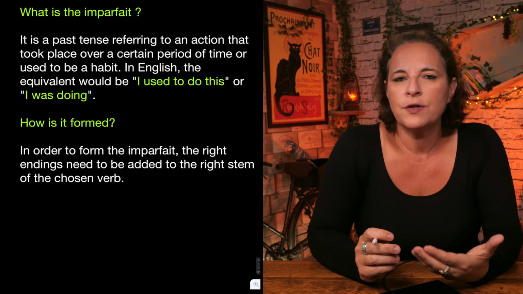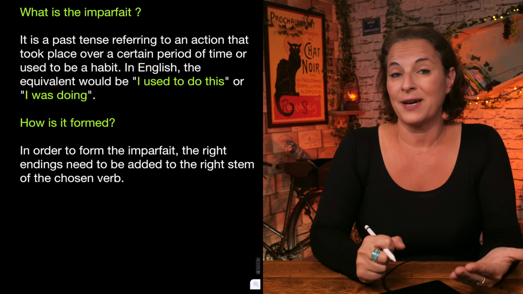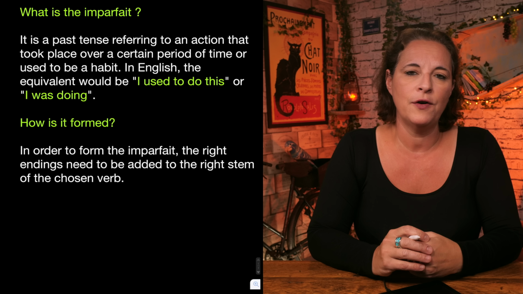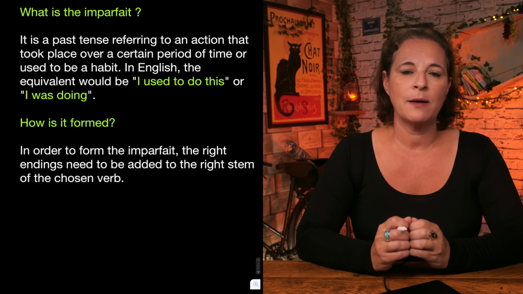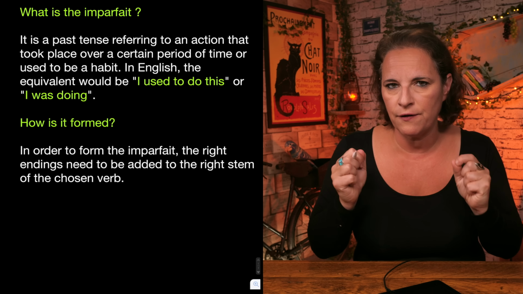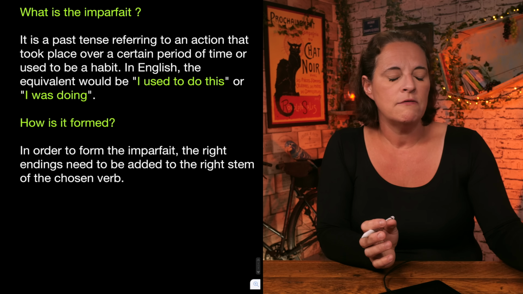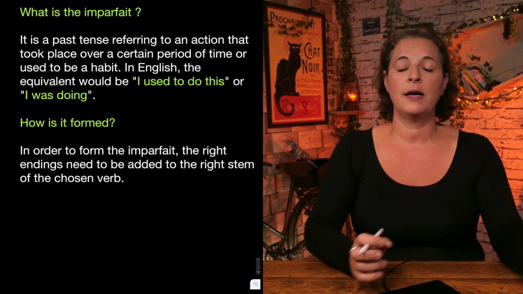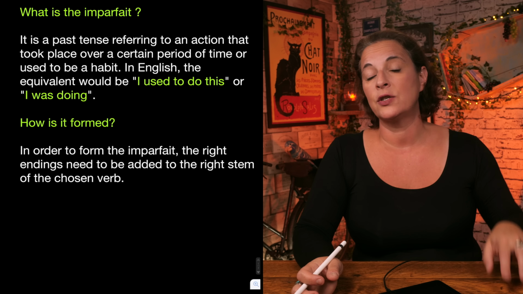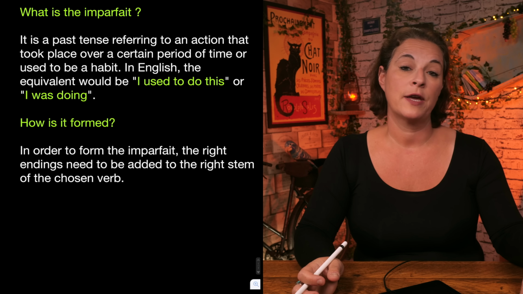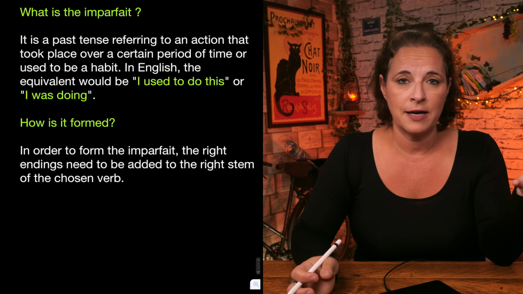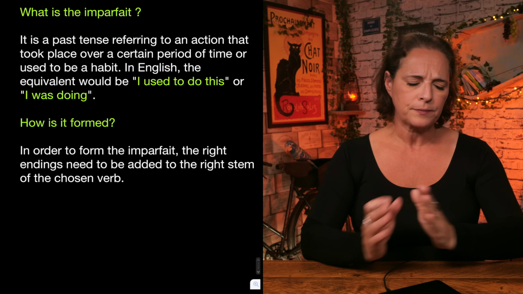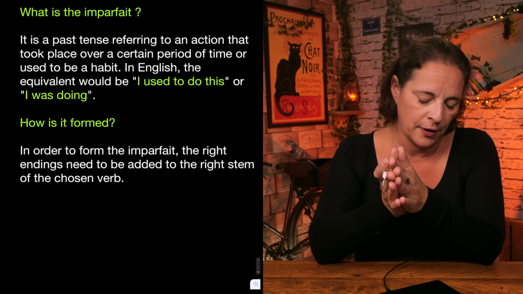Now, what we want to do before we get into practicing the verbs I'm about to do with you is, how do we form the imparfait using irregular verbs? We've seen how to use the regular verbs, ER, and the regular verbs, IR, in their imparfait form, okay. But is it very different when we're using irregular verbs? Now, how do we form the imparfait?